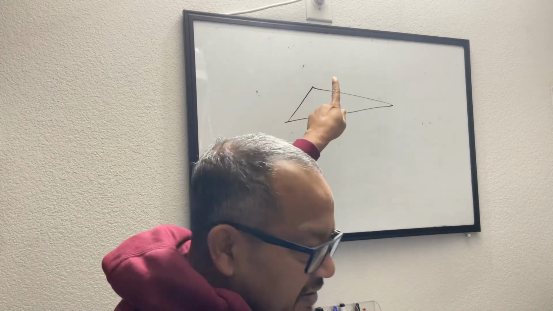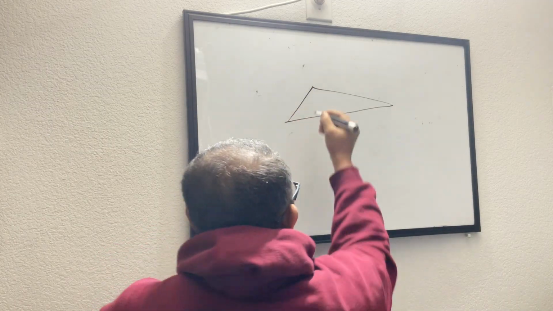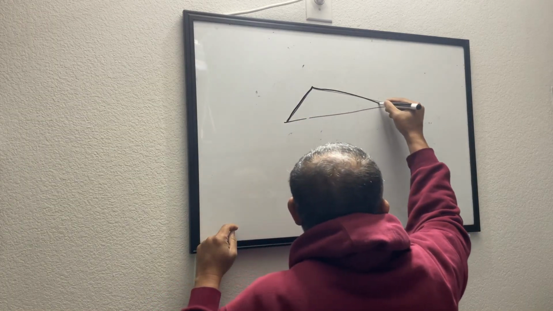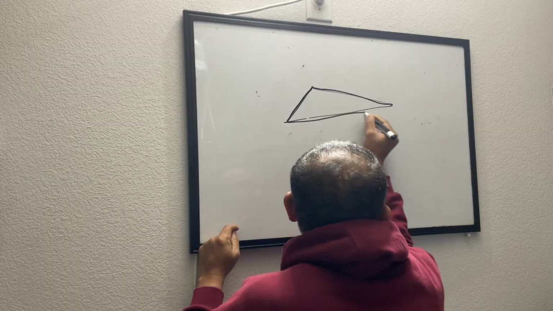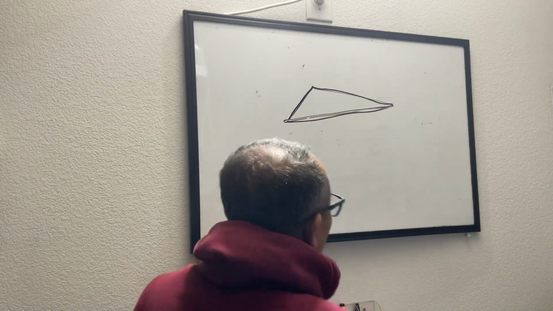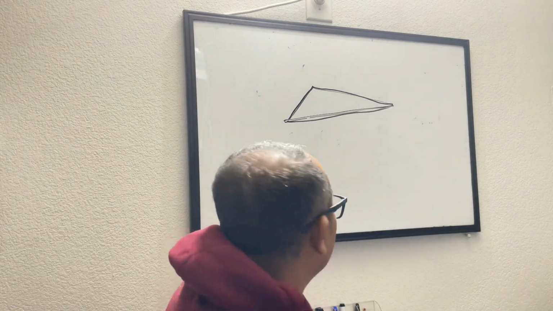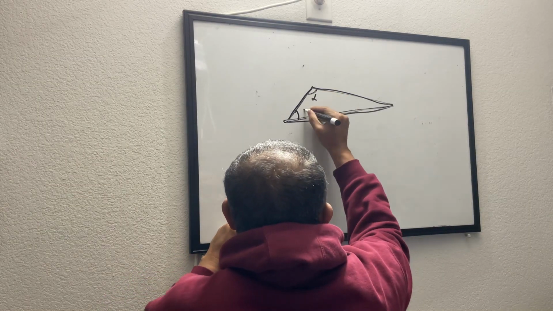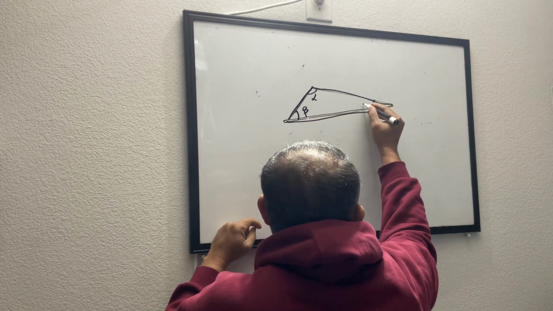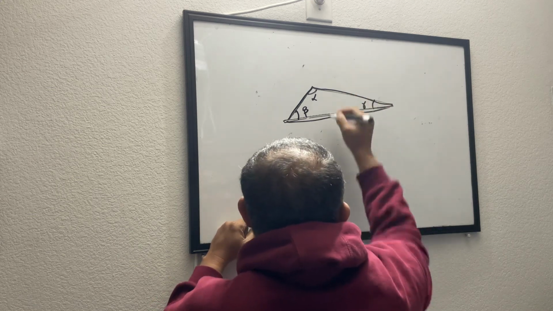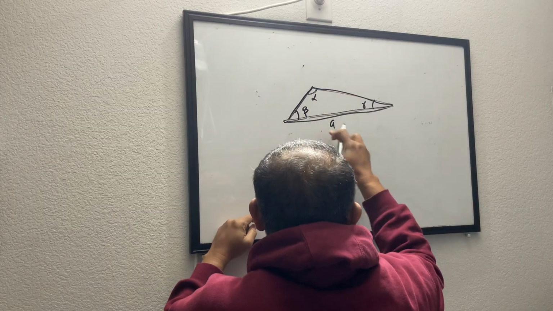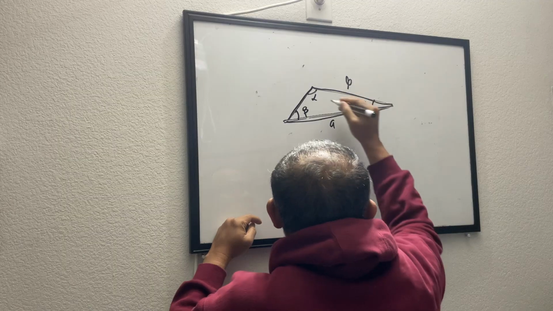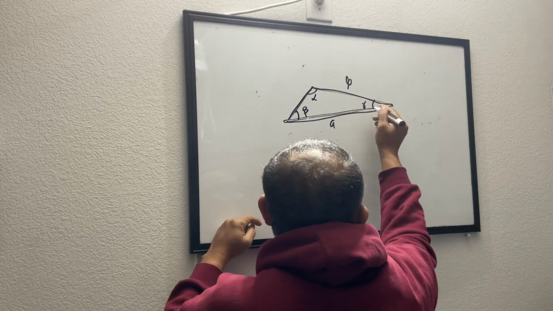I'm saying that this is not 90, okay? Is it visible to you or not? I can make it a little darker if that helps. Okay, I hope this is visible now. Better? Yeah. So let's say this is alpha, this is beta, and this is gamma. This side is A, the side opposite to alpha is A, the side opposite to beta is B, and the side opposite to gamma is C.